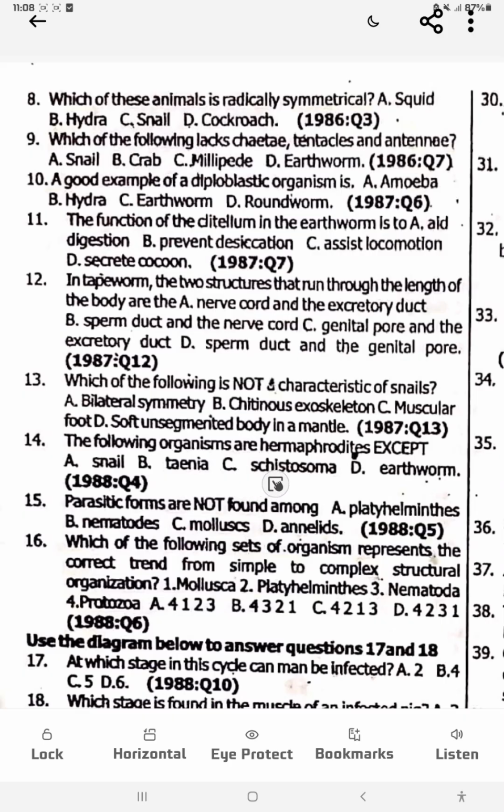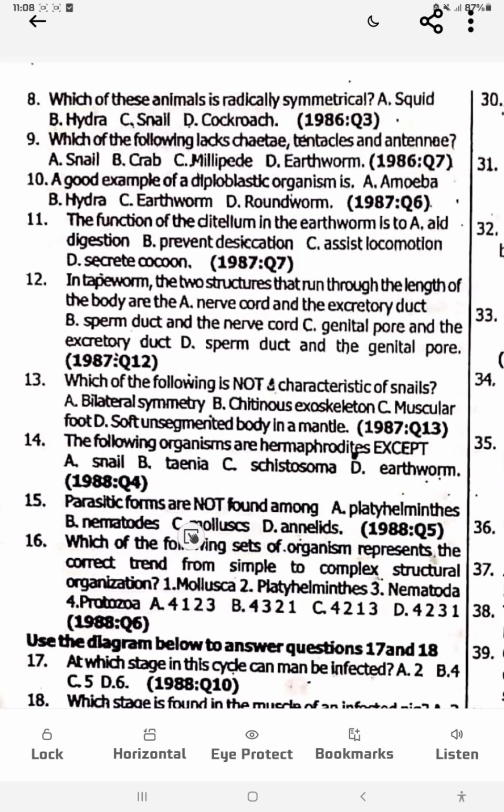Schistosoma are not hermaphrodite. Don't forget what I shared with us here, they call schistosomas, which are platyhelminthes. That's the blood fluke. Blood fluke, schistosoma is not a hermaphrodite. Option C.